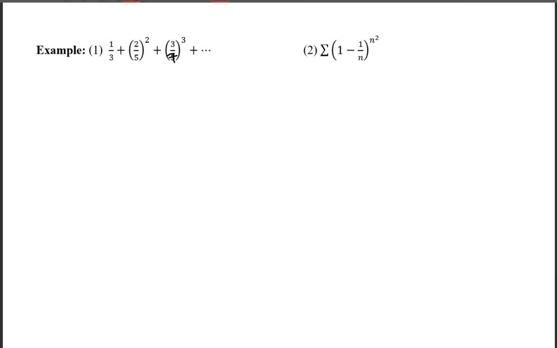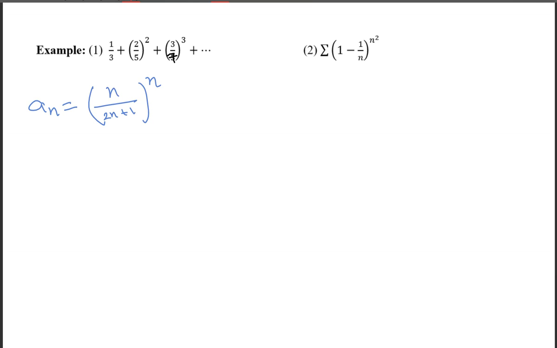For the first one, what will be your an? You just write down your an: n by 2n plus 1, whole to the power n.